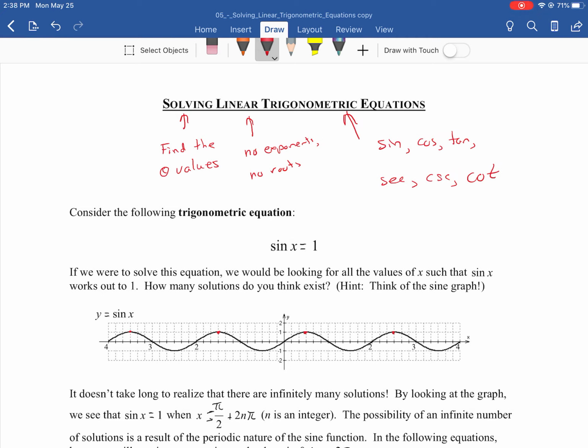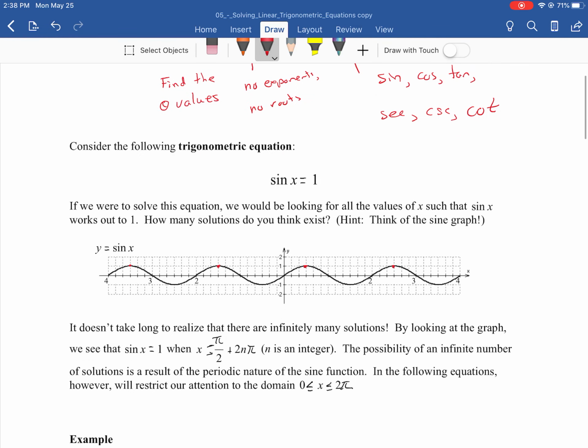And so that's a problem with solving trigonometric equations. When we solved regular linear equations in grade 9, we'd get one answer. When we solved quadratic equations, we could get no answers, or one answer, or 2 answers. The problem with trig equations is we'll get an infinite number of answers. And how do we say that there's an infinite number of answers? Well, by looking at the graph, we see sine x equals 1.